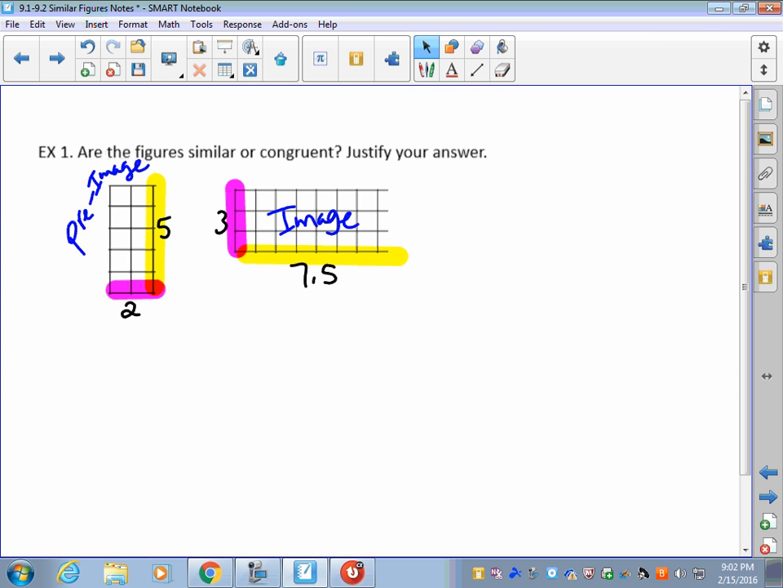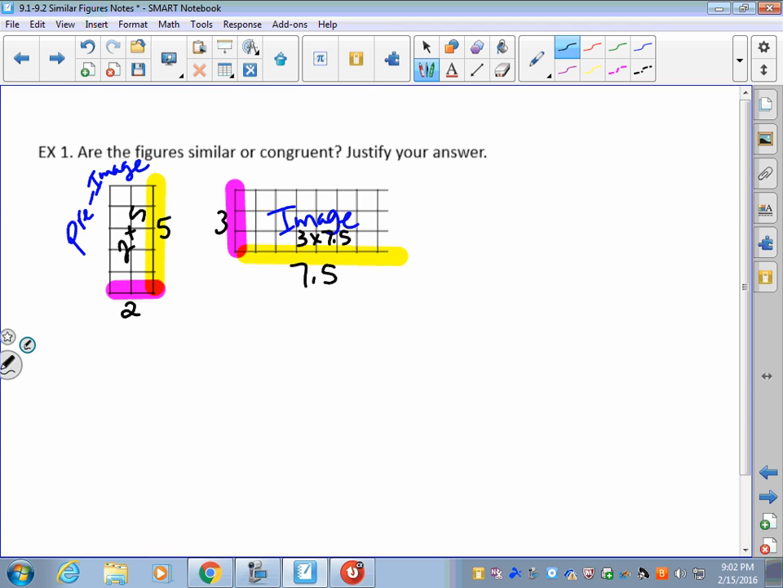They want us to determine if the figures are similar or congruent and justify our answer. So to determine that, we're just going to go straight to our ratios, comparing the corresponding sides, and then see if that ratio is equal or has the same cross product or the same multiple. If it's the exact same number for both, then we can see that it would be congruent. Now we can see this is physically not congruent because they're not the same dimension. This is a 2 by 5, and this is a 3 by 7.5. They would have to be the same dimensions for it to be congruent. But what we're going to check is to see if it's proportional.